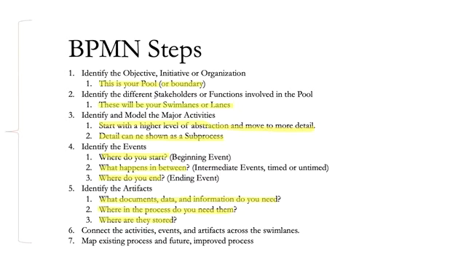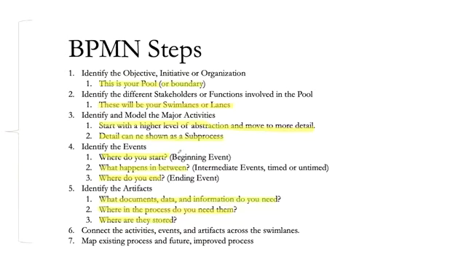Then model the major activities. What are the main activities? And then start drilling down. What goes on within that set? That's your sub-process. Then, of course, you identify the events. Where do we start? What happens in between? Are they automatic, timed, or manual, untimed? And then where do you end?